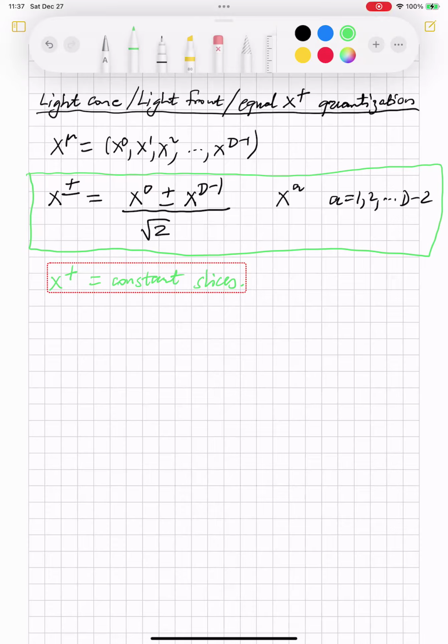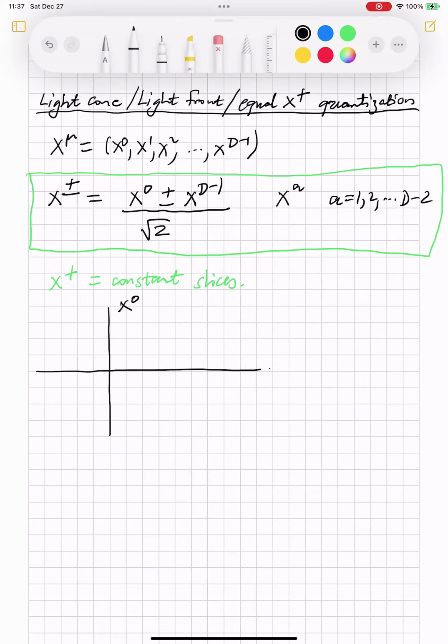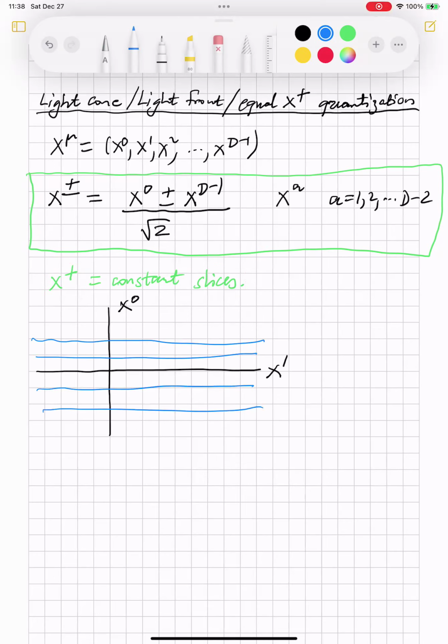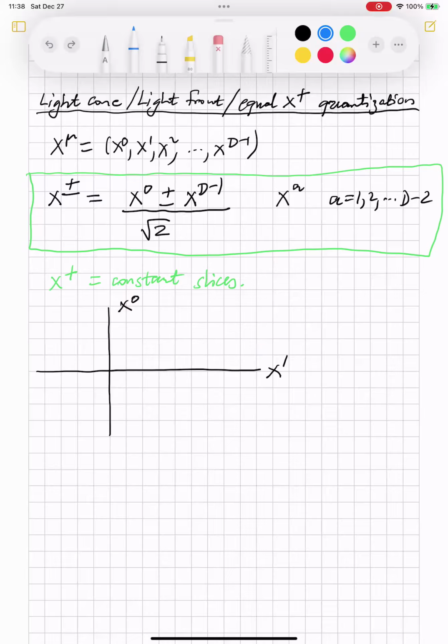So just to give you some small idea, and we'll try to develop things as much as possible. So here is x naught, there is x1. And you know exactly what the equal time slices were. The equal time slices were these horizontal slices that collected all of the events at the same time. So that's what we would have done in the equal time quantization. Now let's talk about what we will do in an equal x plus quantization.